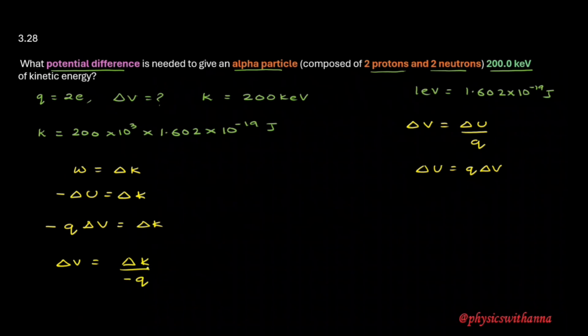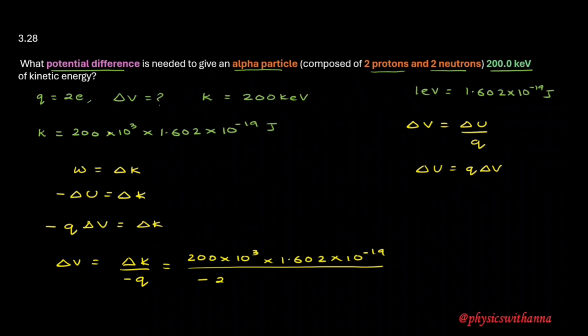Change in kinetic energy is nothing but the kinetic energy gained by the alpha particle, which is given here as 200 kilo electron volt. And the charge on the alpha particle is 2 times e. Let's substitute. I write K as 200 times 10 to the power 3 times 1.602 times 10 to the power negative 19 over minus 2 times e.